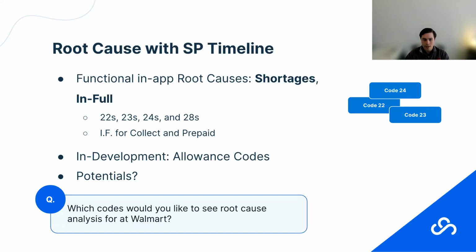At the end of the day, we want to make sure to help a wide variety of our customers through these codes. But I wanted to take a quick pause and just ask a quick question for the chat. Which codes would you guys like to see for root cause analysis at Walmart? I'm very curious to hear your thoughts there. So feel free to throw those in the chat for future development.